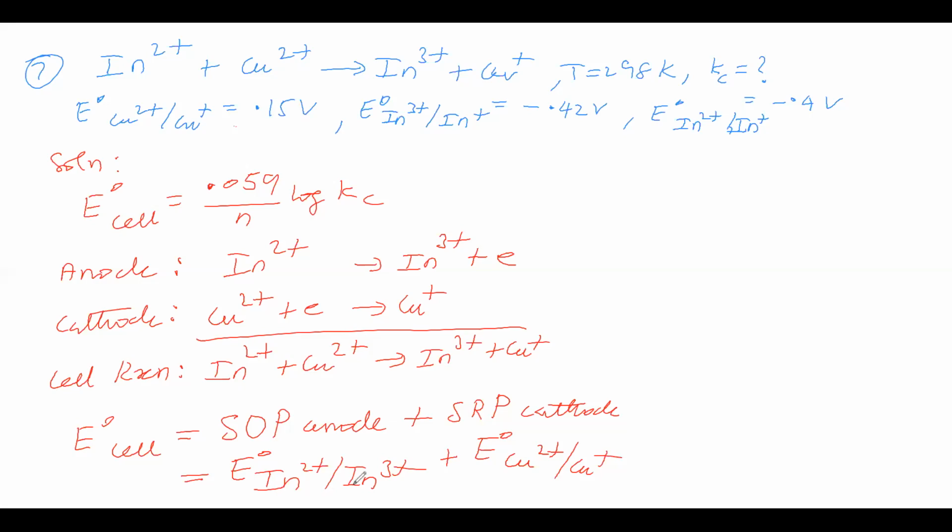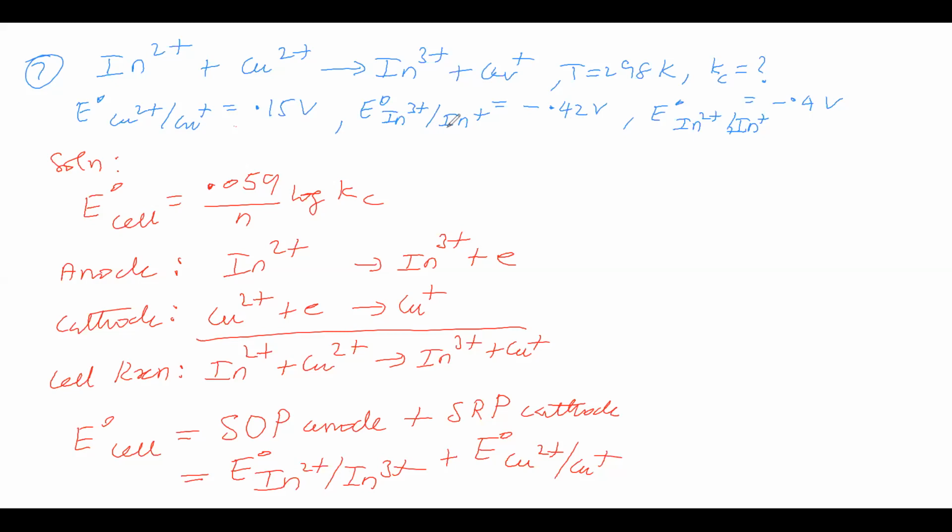Now, E naught of In2+ | In3+, is it given or not? See, here given is In3+ | In+ and In2+ | In+. Now we want In2+ | In3+. So we have to get this value from these two. Using these two, we have to get this value. So how to get it? We will see.